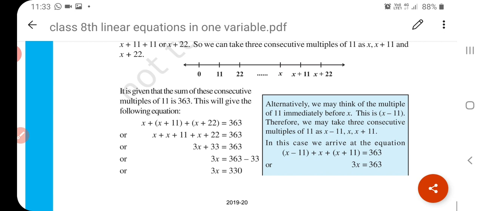Okay, now the utility of linear equations is in their diverse applications. Different problems on numbers, ages, perimeter, combinations of currency notes, and so on can be solved using linear equations. Understand? Okay.